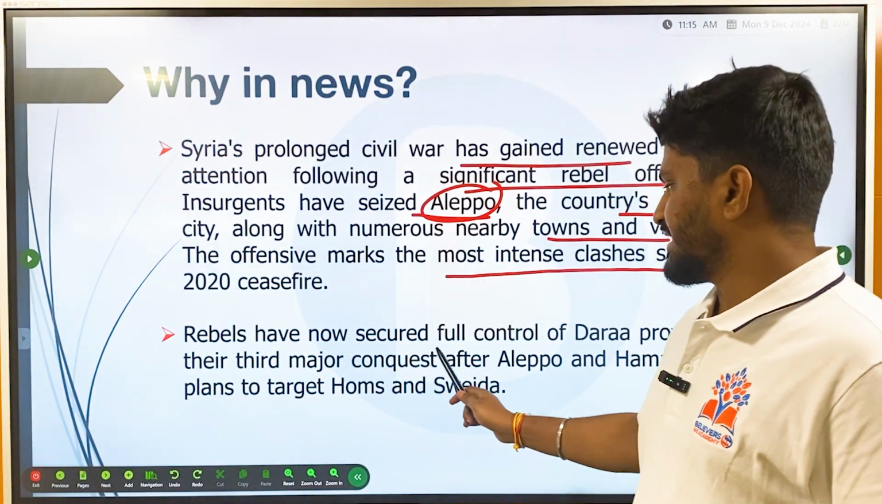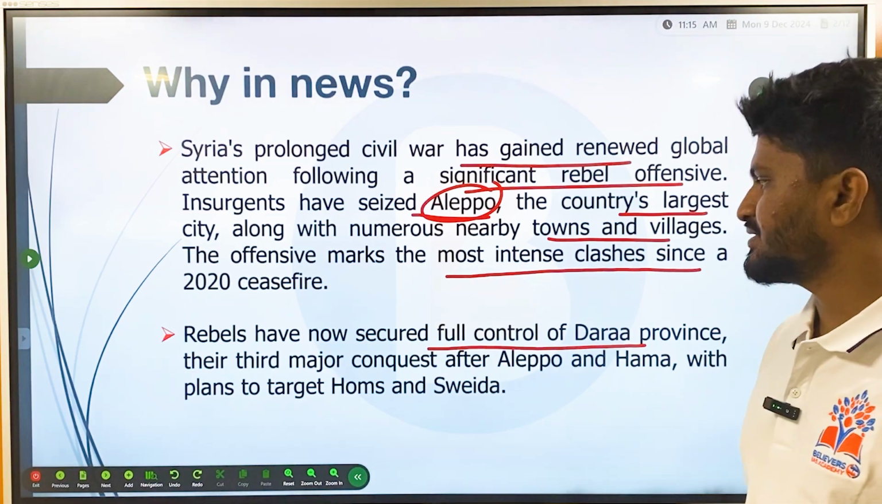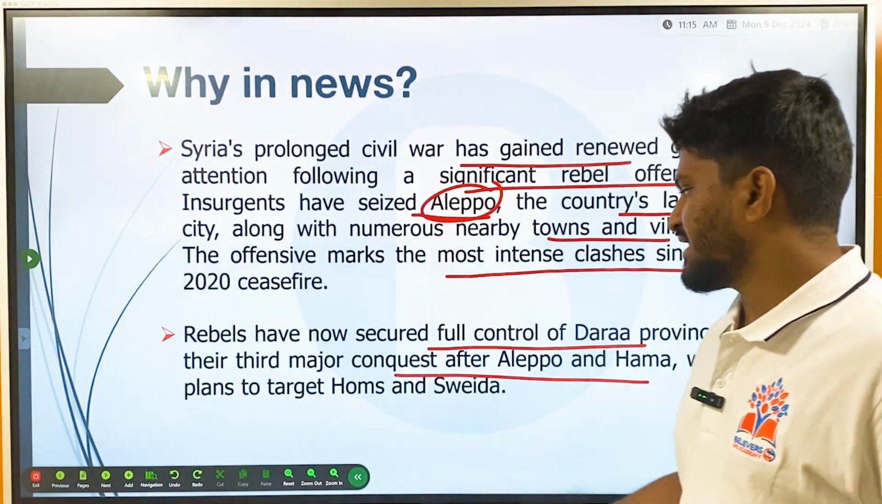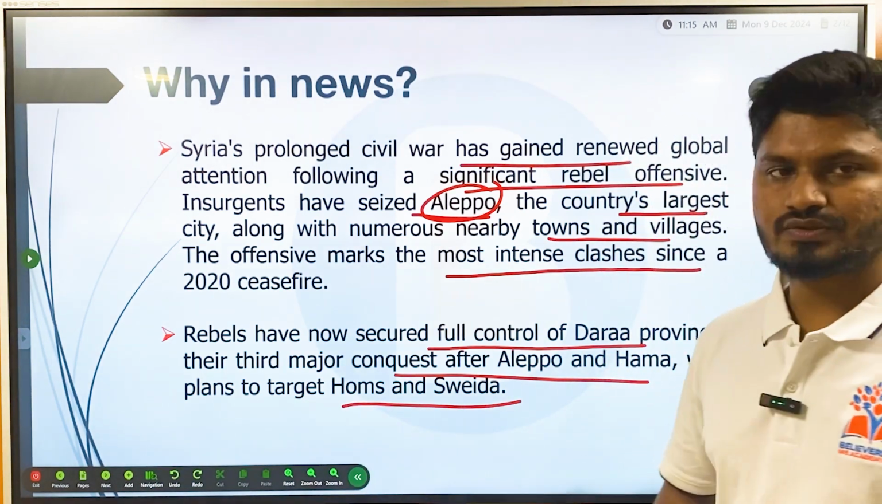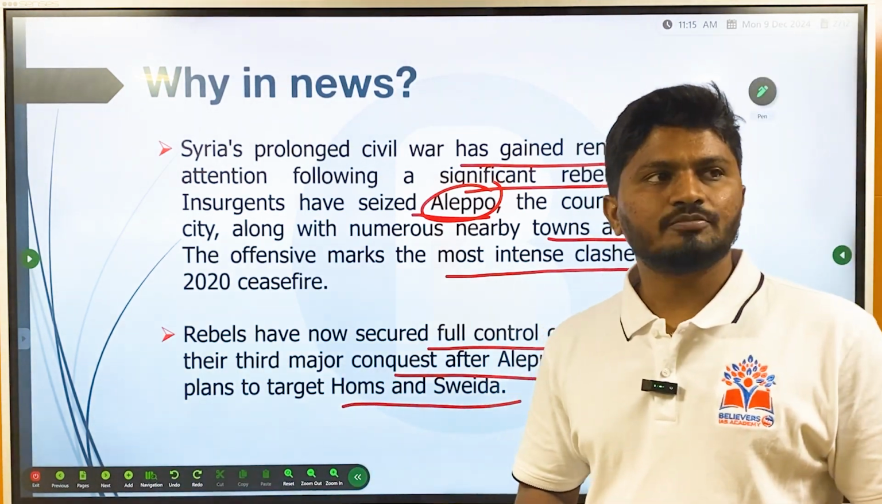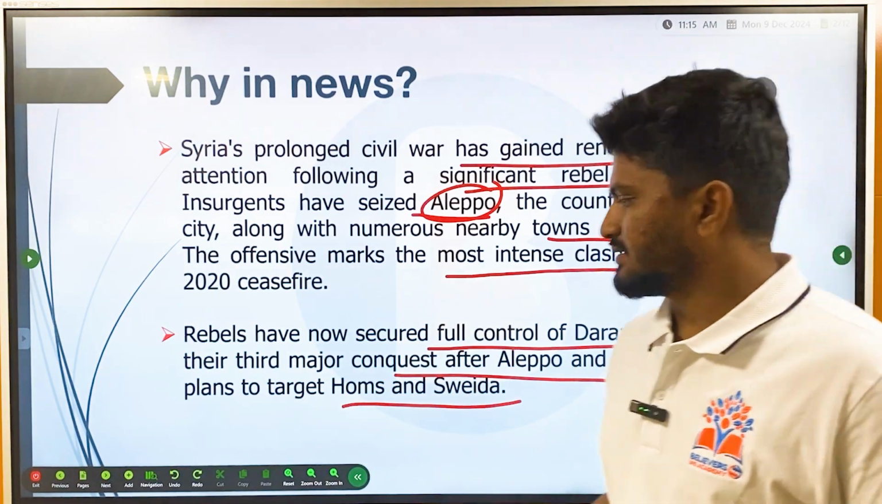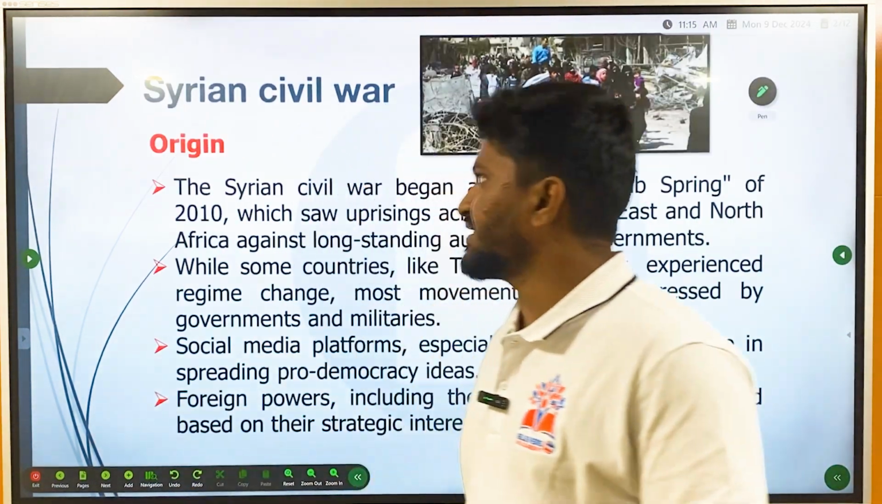The rebels have now secured full control of Daraa province, which is their third major conquest after Aleppo and Hama, with plans to target Homs and Suwayda. So they are now covering the provinces of Syria one by one. This poses a threat to peace in the region.